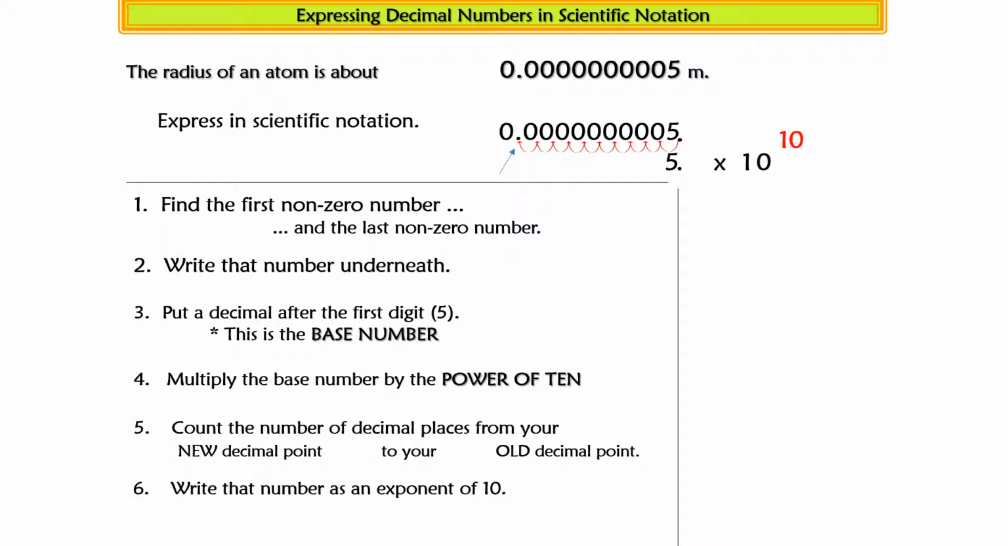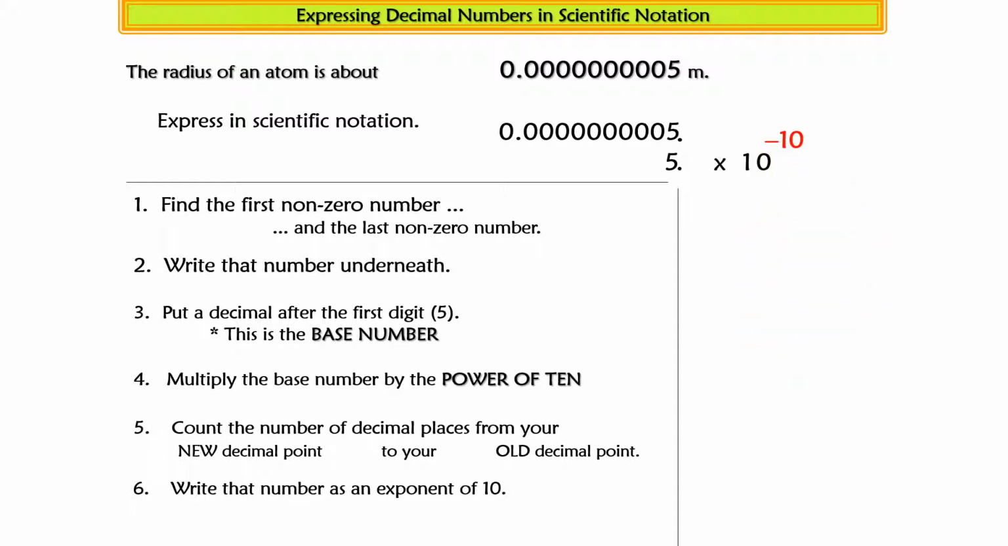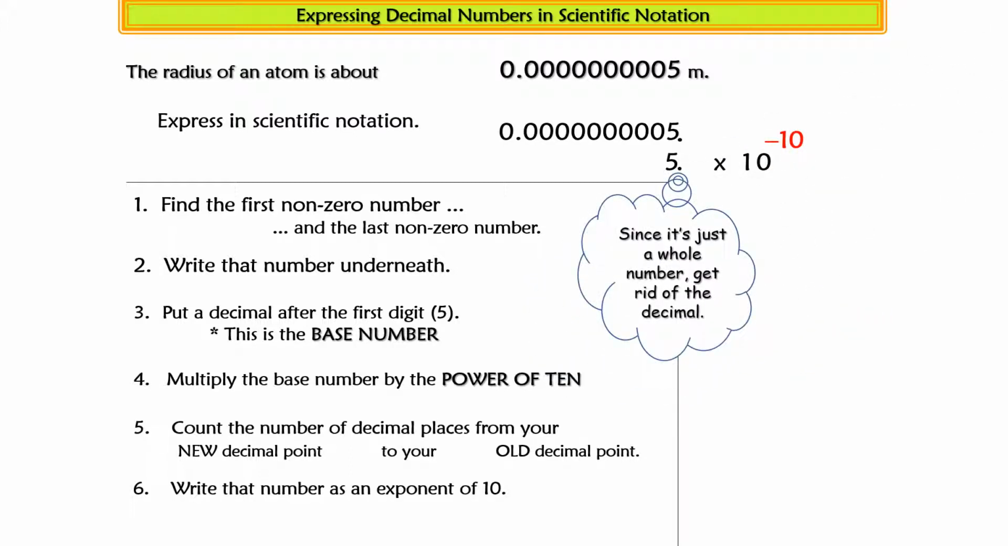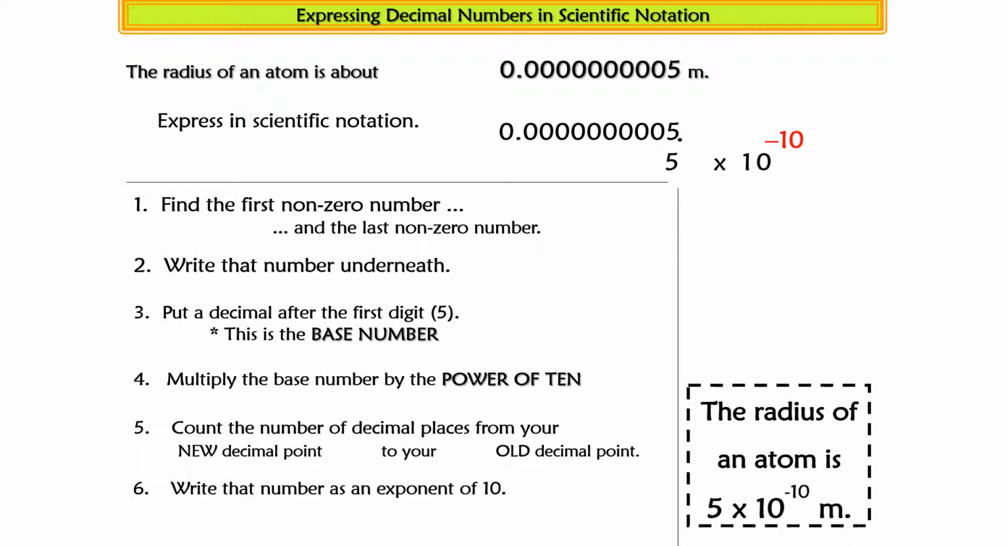But an exponent term of 10 to the 10th power would imply that we have a really, really large number, and this number is really, really small. So as it turns out, in cases where you start with numbers that are positive but between 0 and 1, we use a negative exponent. And again, it's negative because the original number is a small positive number less than 1. So, since we have a decimal point to the right of the 5, but no digits to the right of the 5, we can get rid of that decimal point as well. So the radius of our atom is 5 times 10 to the negative 10th meters.